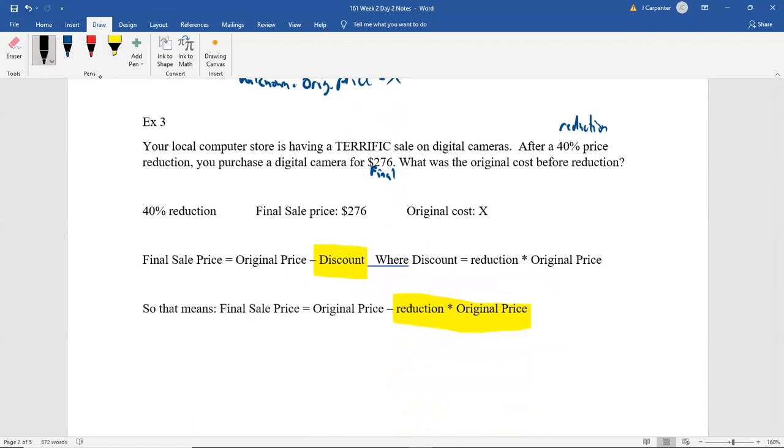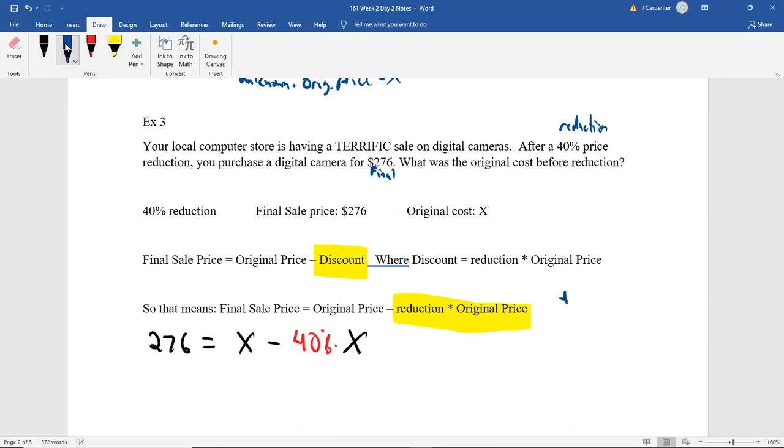So this becomes the final sale price of $276 equals the original price of X minus, now I'm going to write this in red because this is not going to be good, 40% times the original price, which the original price is X. See, I wrote the X in black, but the 40% is in red. Why can I not do this? Because you can't put percents in equations.